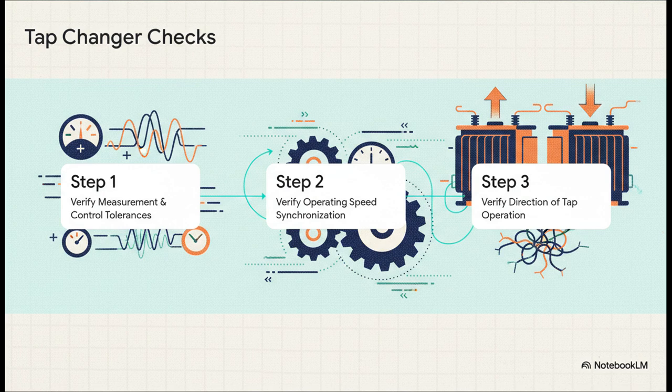First, are their control settings and deadbands properly aligned? Second, do they actually operate at the same speed? And third, and this might sound simple, but it happens, does a raise command on one controller actually correspond to a raise operation on the other? A simple wiring mistake here can cause the two units to constantly fight each other.